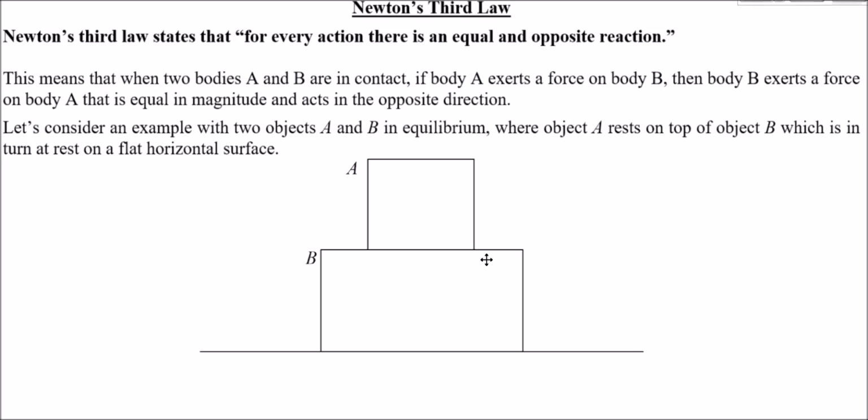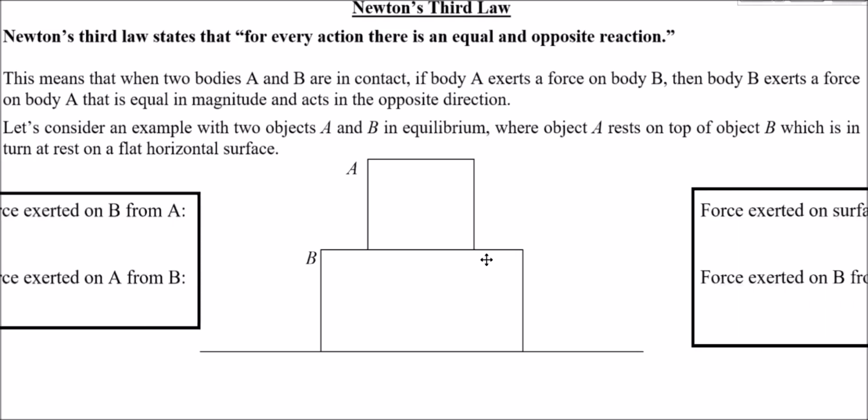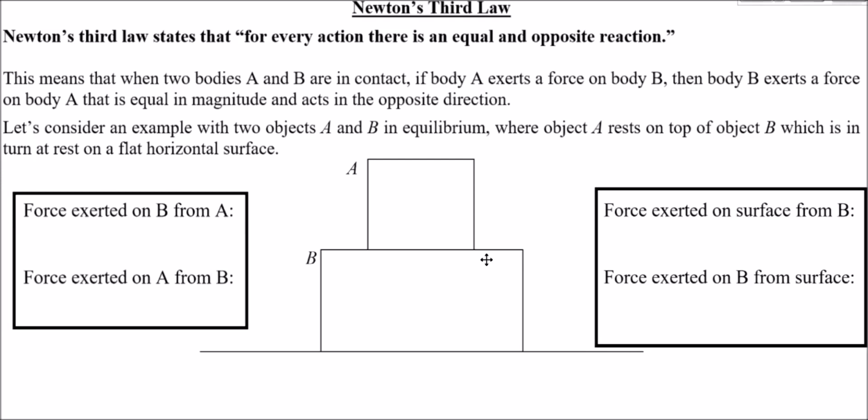Now let's consider some forces. So, the force exerted on B from A. So at this point now, what we can do is begin to label on what we've got force-wise. So we've got forces acting on A, and of course we've got forces acting on B. So I'm just going to sketch these in now. So acting downwards at A will be the weight of A.